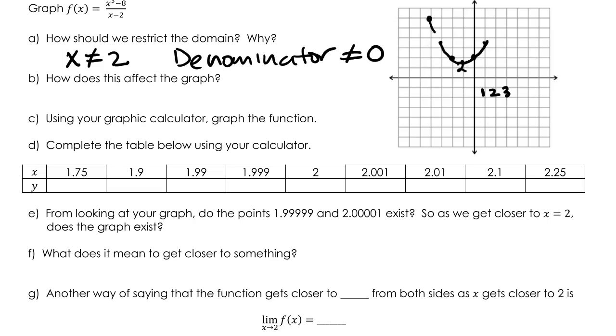Okay, so you can see the symmetry. You can see that there's going to be a hole here. Remember, our graph didn't show us our hole. A graph showed that the function kept continuing, but we were smart enough to know that x couldn't be 2 because you can't have a 2 in the denominator. So how does this affect the graph? There is a hole at x equals 2.